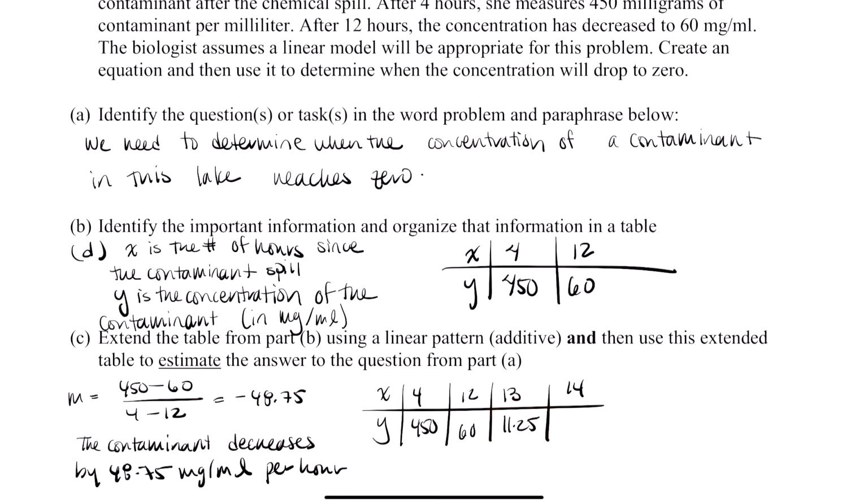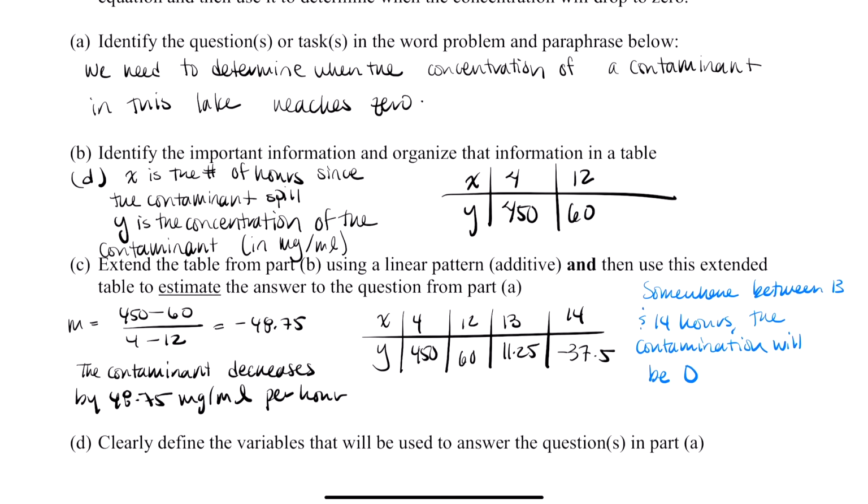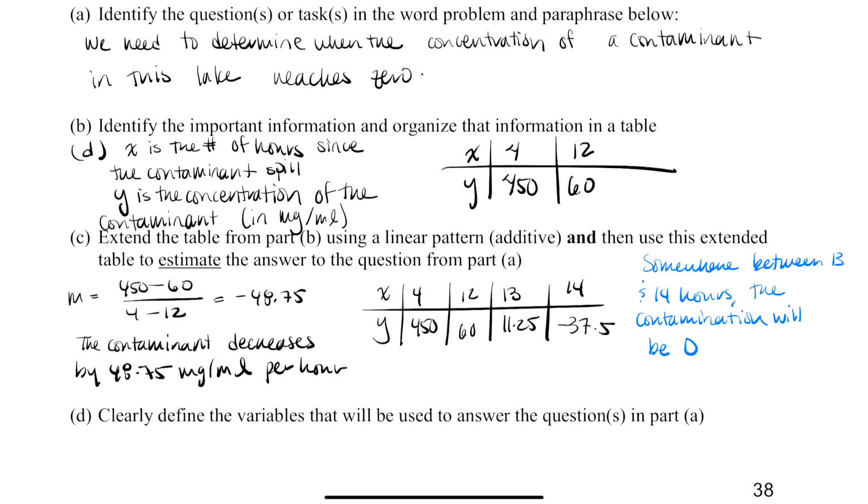You should have gotten negative 37.5 on your calculator. So here we have a positive answer, here we have a negative answer. So somewhere between 13 and 14 hours, we know that Y equals 0, somewhere between there. So now we can answer this question. Somewhere between 13 and 14 hours, the contamination will be 0. And now again, part D, we already answered, so I'm just going to write answered in part B.